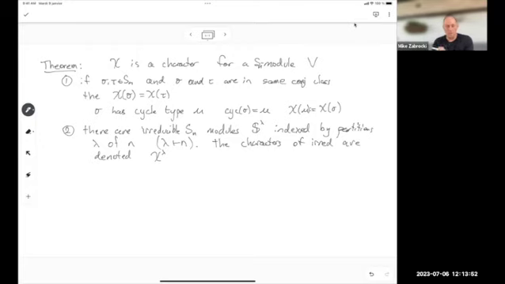So we're going to evaluate these. These are functions of the elements of the symmetric group, but we can specify just the characters at representative elements of the classes. So these are class functions.